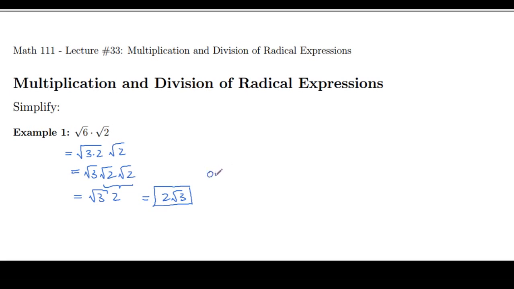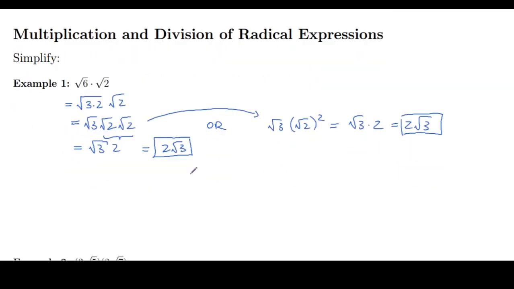Or we could write this as root 2 squared, and then you have that property that would give you the exact same answer in the end, which is 2, and that's 2 root 3. Okay? Two different ways that you could simplify that. Okay, how about this one?